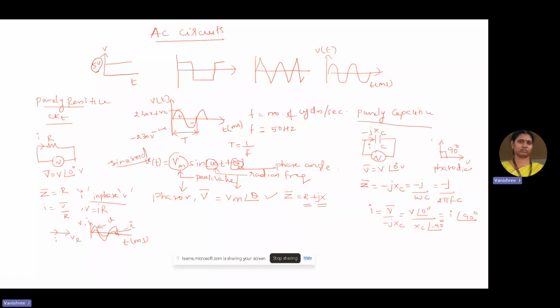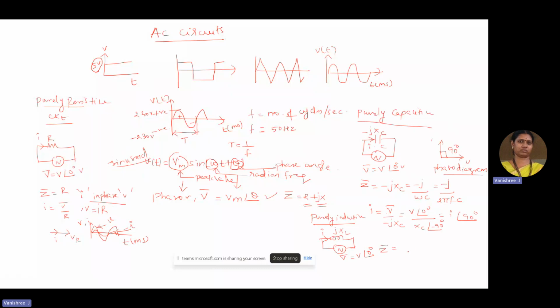So this is the phasor diagram. It means that before the voltage reaches the maximum, the current reaches the maximum 90 degrees ahead. So that is the idea we get out of this behavior. Then coming to the purely inductive circuit. Let us take an inductor which is connected across a voltage source V of V angle 0. Let the current be I, and the reactance is j XL.